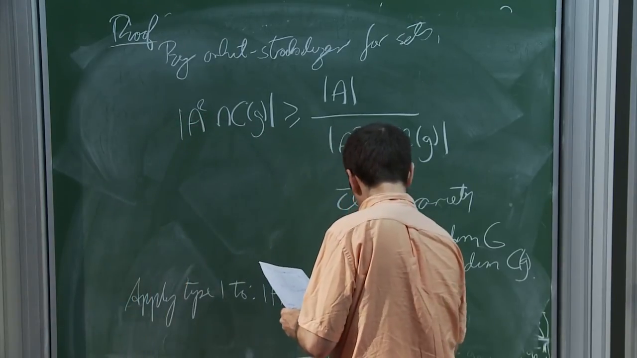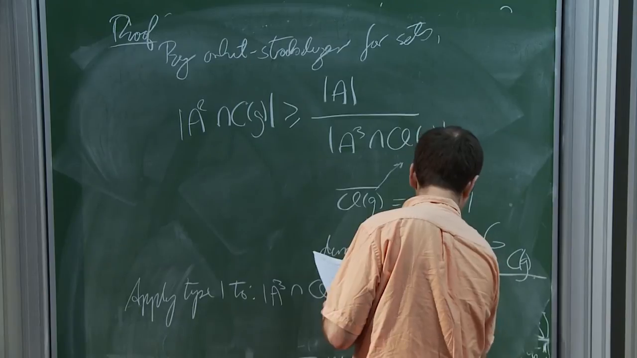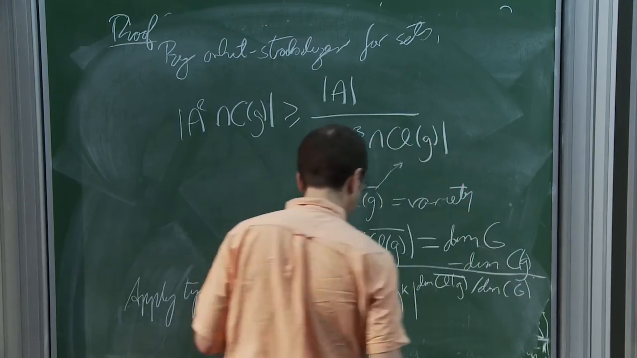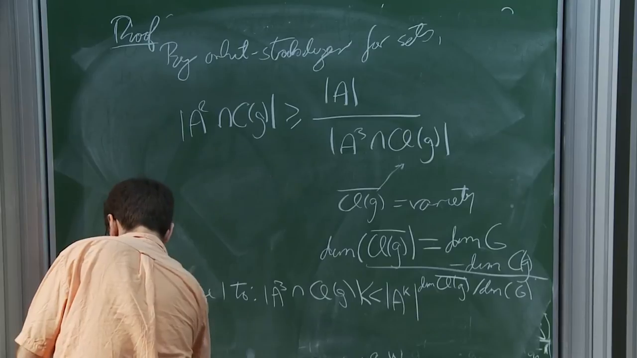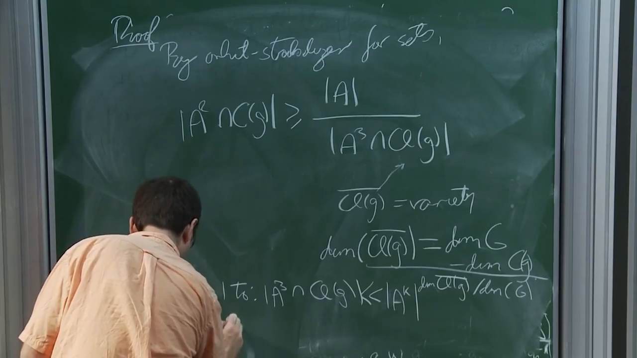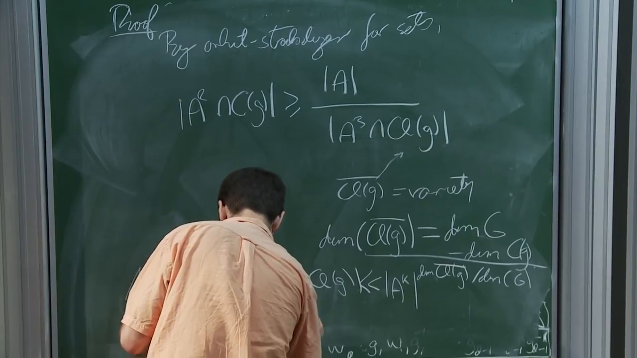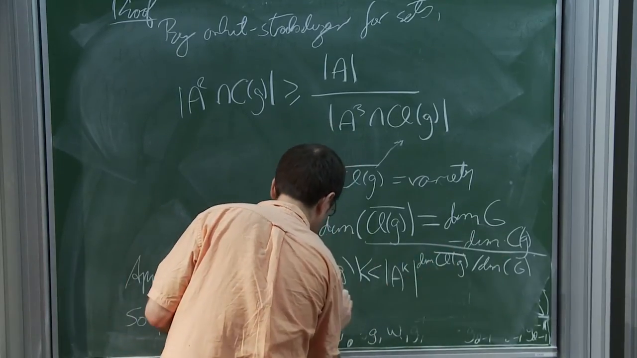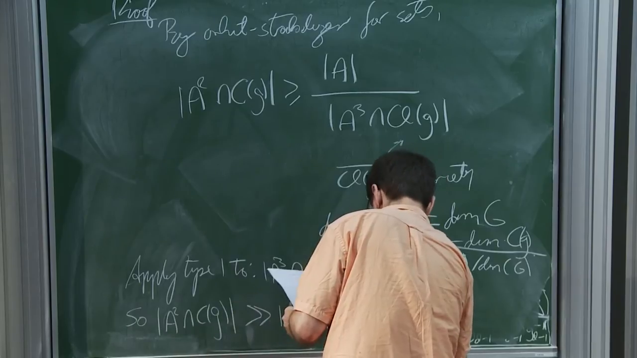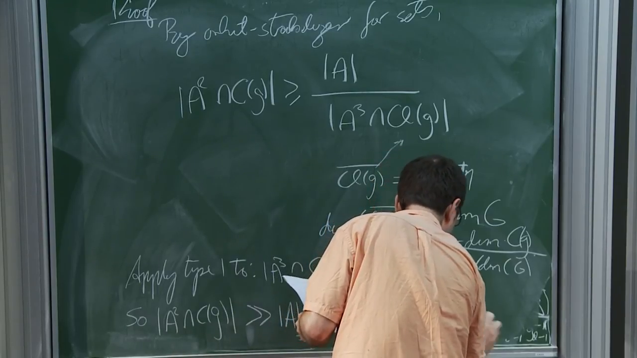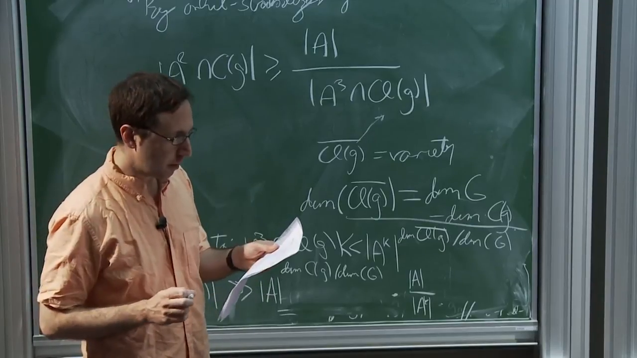We get this is at most a to the k, so the dimension of C of G divided by the dimension of G. But we already know what the dimension of C of G is, and so you get that the intersection, we just divide A by this, and we get that this is at least a to the dimension of C of G divided by the dimension of G times A over A to the K. So no one was needed in this case, but it would not have hurt. It's that simple. It's just an application of orbit stabilizer.